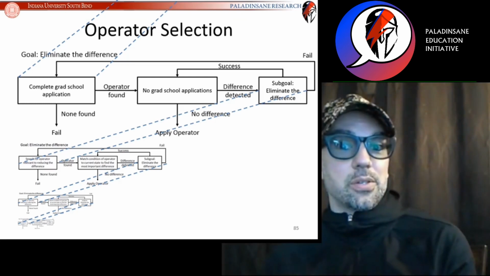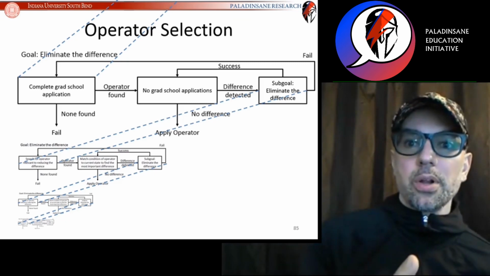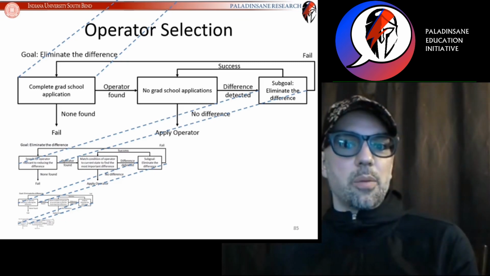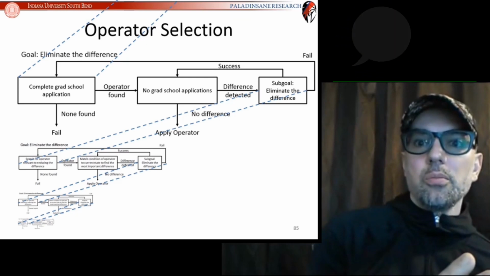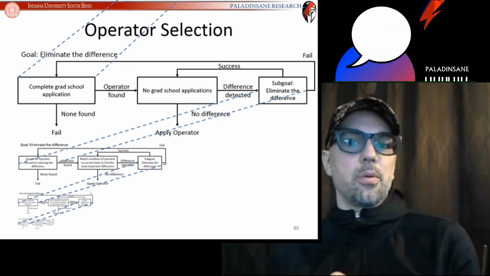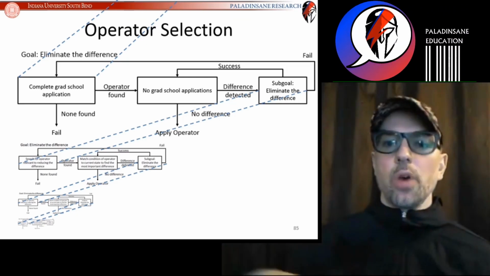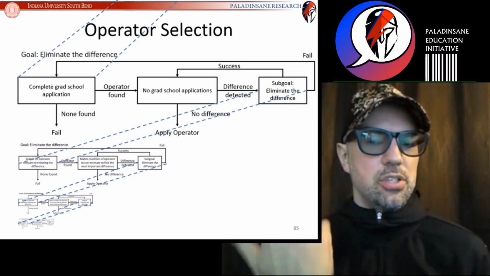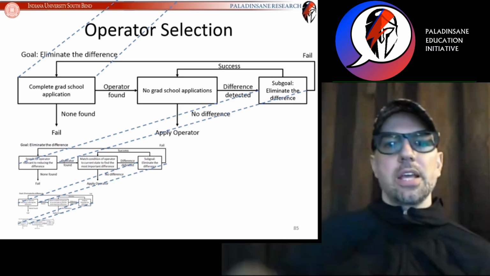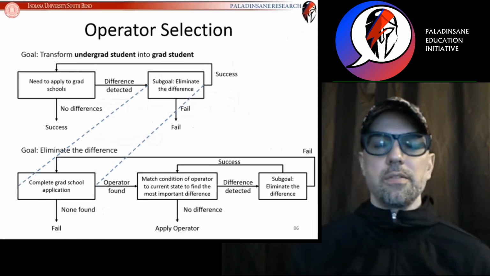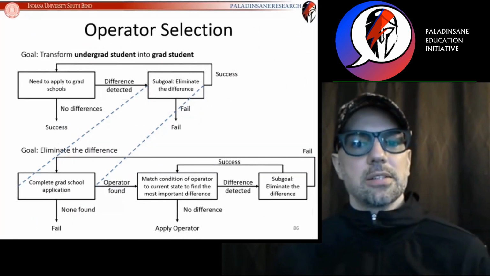Don't know how to write a personal statement. Identify a new most important difference. Find somebody who knows how to write a personal statement. Identify a new most important difference. Book an appointment with your advisor. And then once again, once you can actually do that, everything else can cascade up and you solve your problem through means-ends analysis.